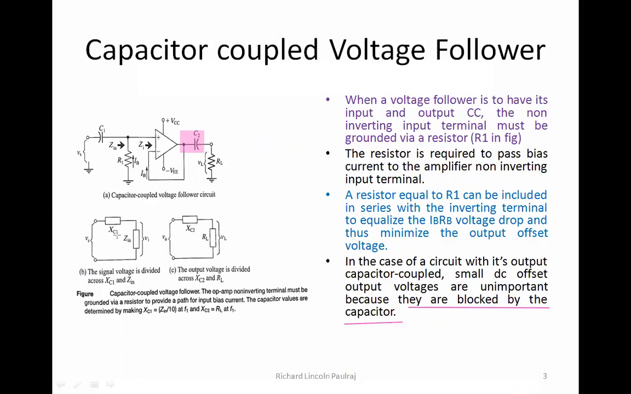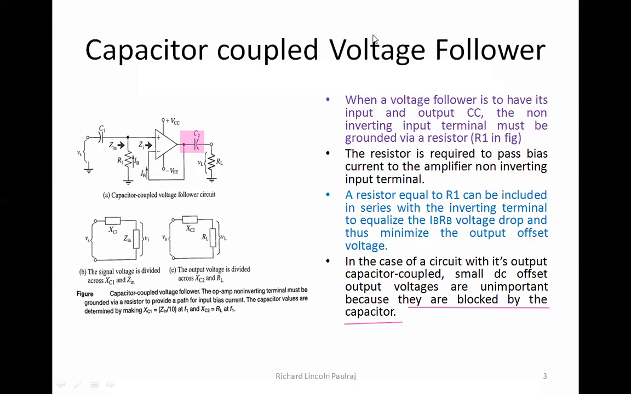Now if you can see this diagram here, we are talking about the impedance of the capacitor and the impedance of the second capacitor. So our design usually involves designing C1, C2, what is going to be my load resistance, what is going to be my R1. Having all this in mind, we can actually design a capacitor coupled voltage follower.